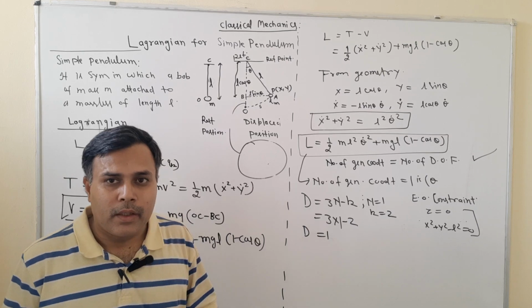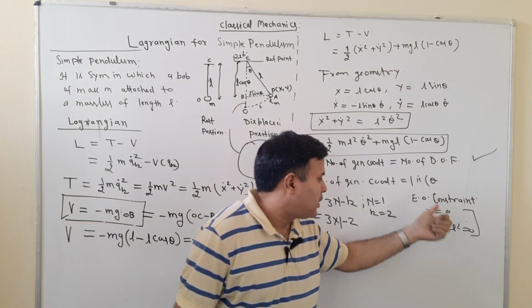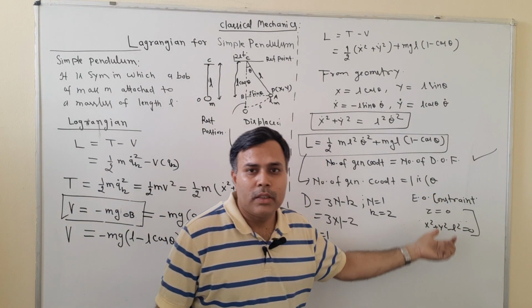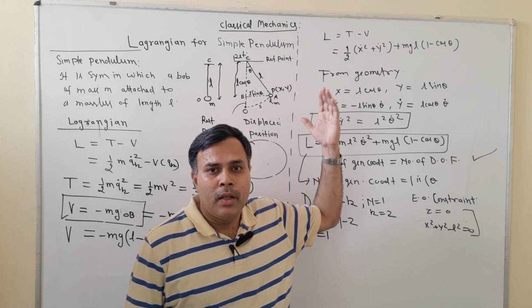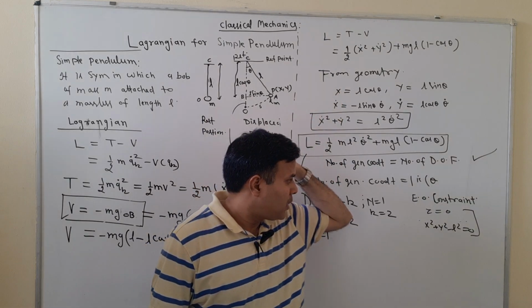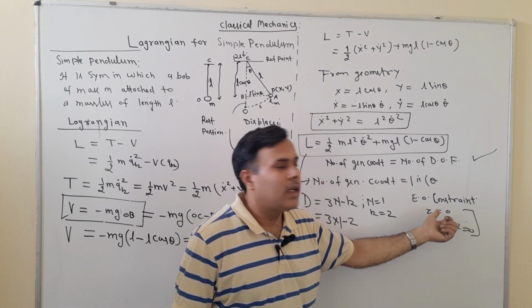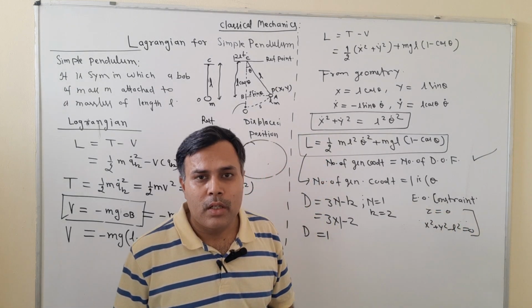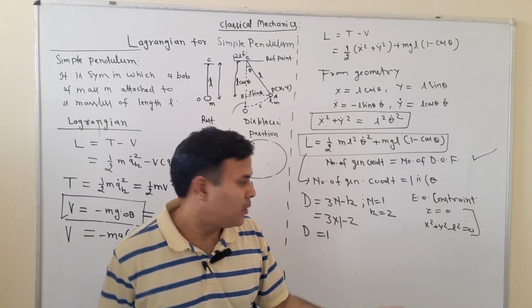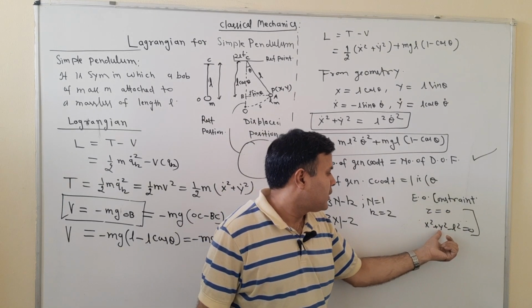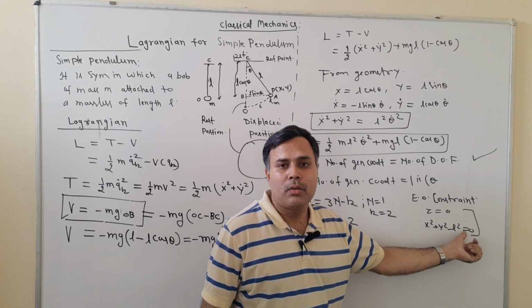And one more thing: what is this constraint? This constraint is holonomic. This is a conservative system, and the constraint in this case is holonomic, because we can express it in the form of an equation f(r, t) equal to 0. So z equal to 0 and x square plus y square minus L square is equal to 0.